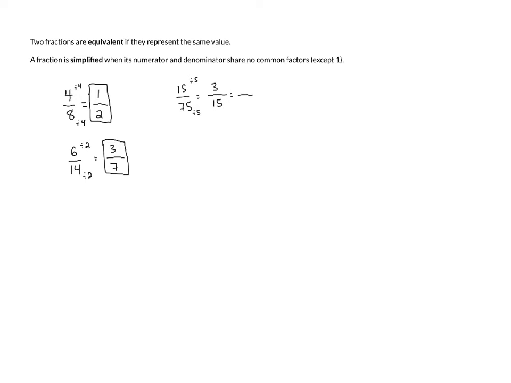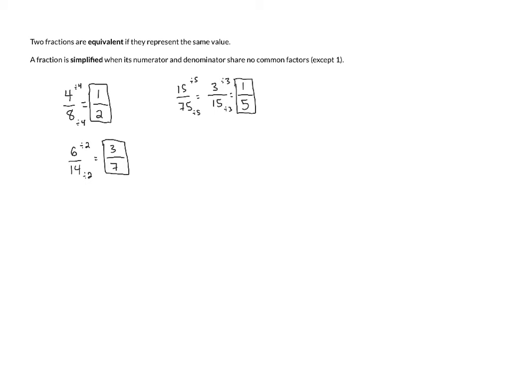So we're going to divide the top and bottom by 3. 3 divided by 3 is 1. 15 divided by 3 is 5. And now we have our simplified fraction 1/5.